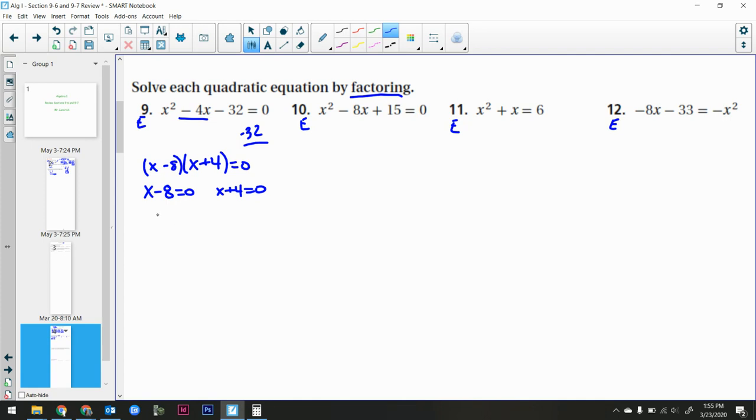We add the 8 over to the other side, we get x equals 8. We subtract the 4 over to the other side, we get x equals -4. Two solutions there. Okay, take a look at this one.